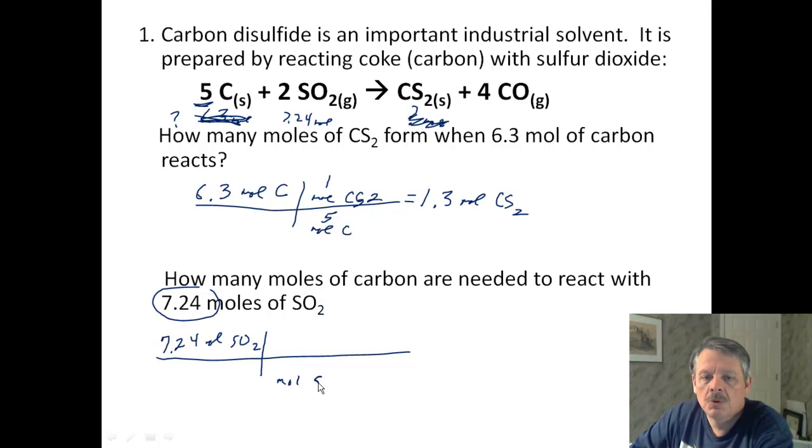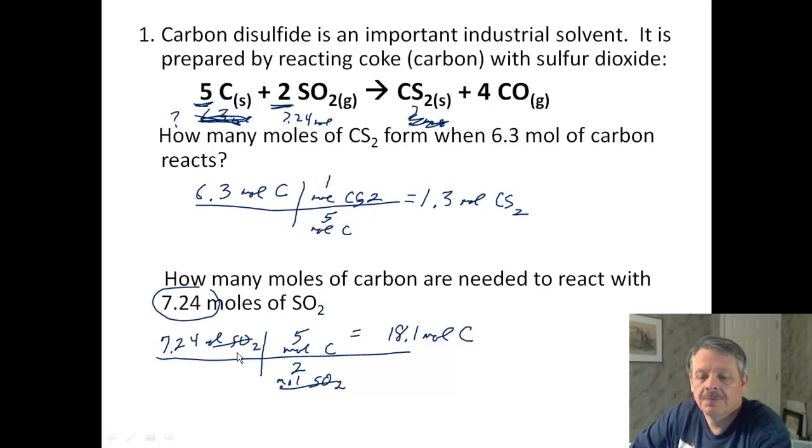We started with moles of SO2, so we have to get rid of moles of SO2, so they have to go on the bottom, and we're trying to convert to moles of carbon. And we have 2 moles of SO2 to 5 moles of carbon, so we put in 2 moles of SO2 to 5 moles of carbon. So we're done. So we take the 7.24, we divide by 2, we multiply by 5, and we get a total of 18.1 moles of carbon. Right, because those cancel, so we're left with moles of carbon.